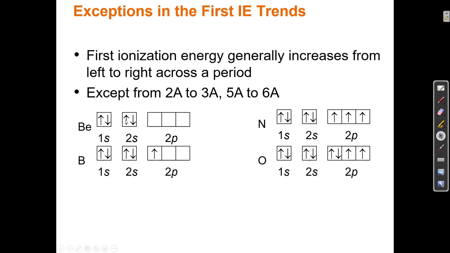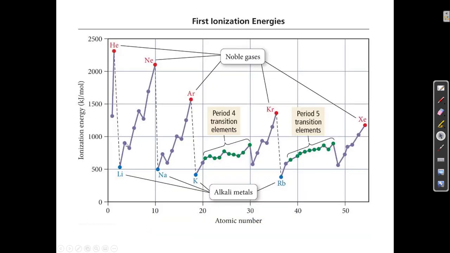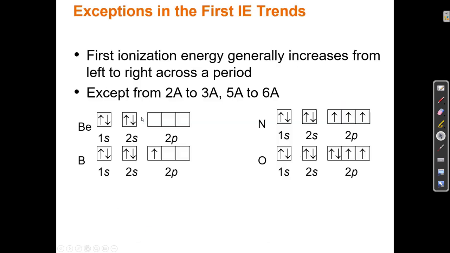Beryllium and boron, we said, were that first zigzag here. Lithium, beryllium, boron. It should be like beryllium, boron, right? Boron should be higher, not lower. And then it goes boron, carbon, nitrogen, oxygen. Oxygen should be higher, not lower. So there's something going on here.